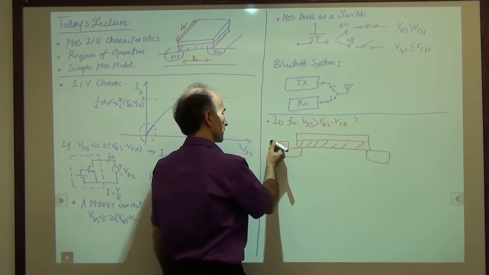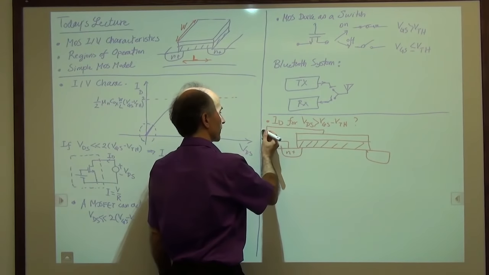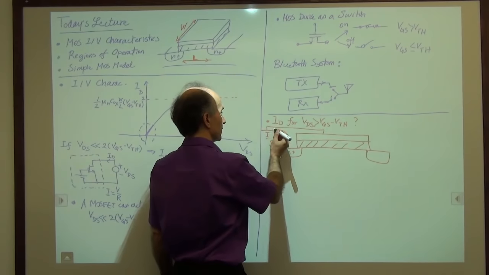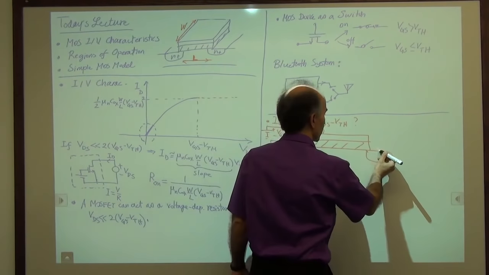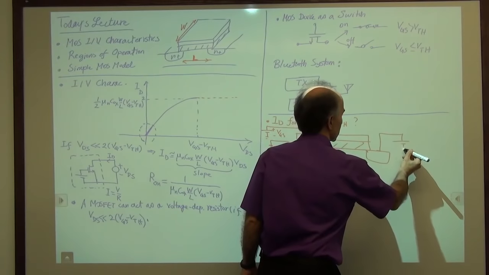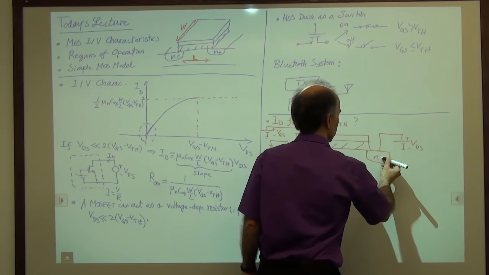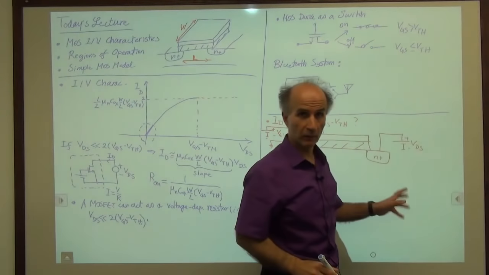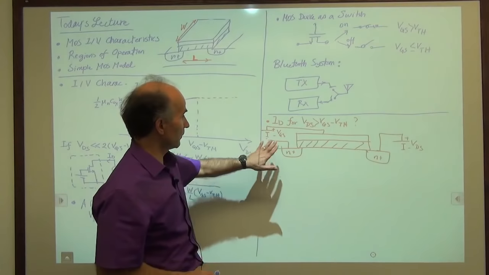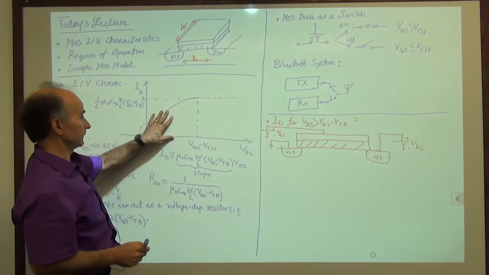And the source is grounded as usual. The gate goes to a battery. So that's VGS. The drain goes to a battery. That's VDS. Okay? And we are playing with these voltages. All right, so let's assume some values for VGS and VDS such that we are still over here.